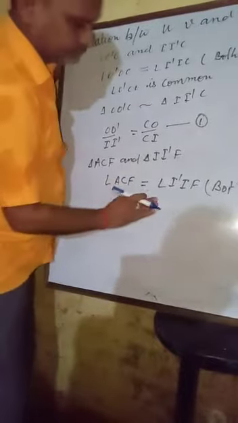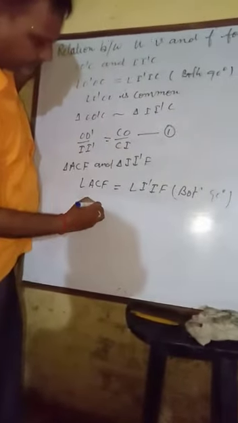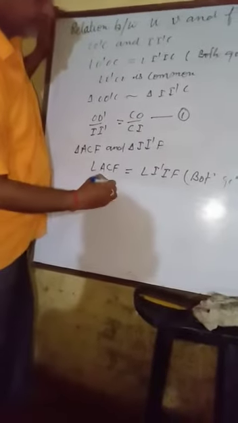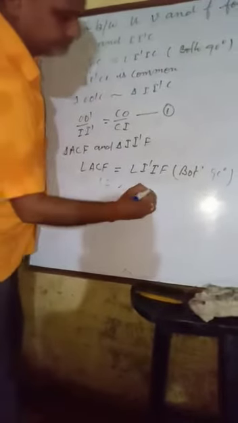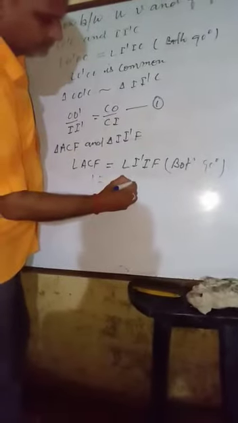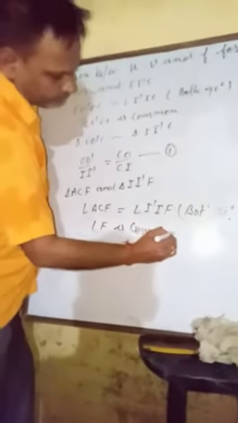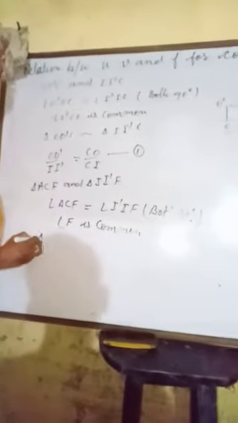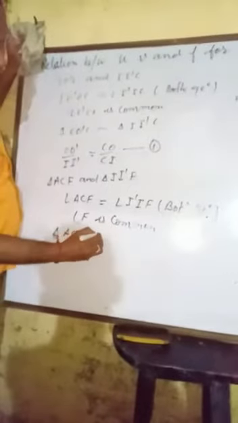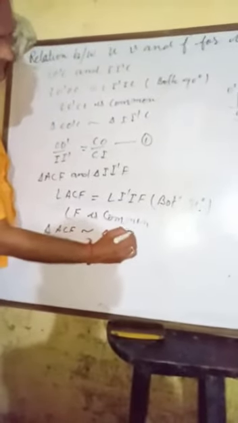Angle F is a common angle. So it is clear that triangle ACF is also similar to triangle I dash IF.